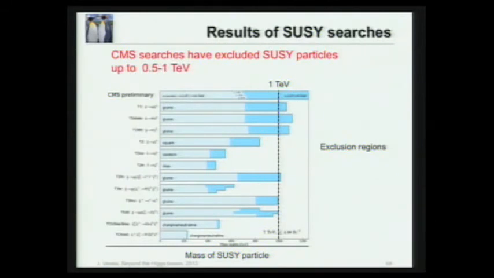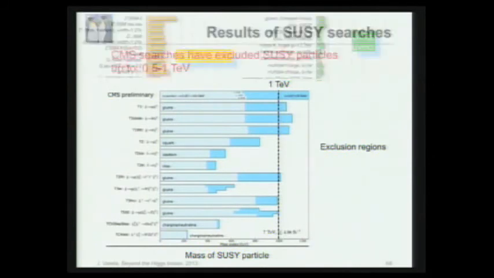You see gluinos, you see stops, in different processes. And this is the region of exclusion. This is mass. Here is 1 TeV. So we have excluded a number of cases up to 1 TeV. In other cases, up to 500 GeV. So I have told you that up to 2 TeV is still okay. So we still have a way to go to cover all this. So there is still hope.